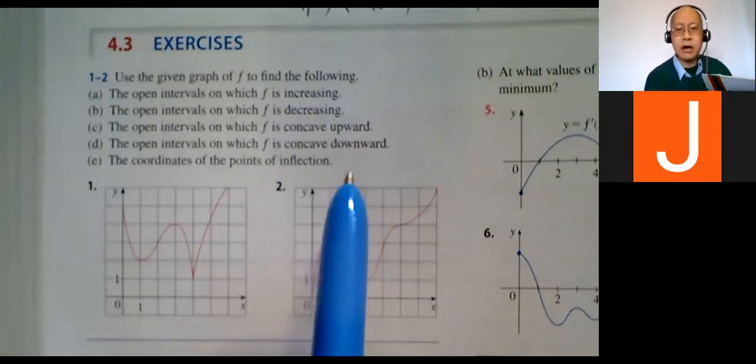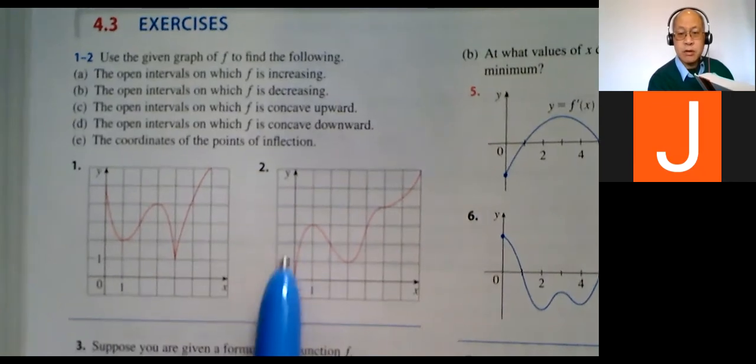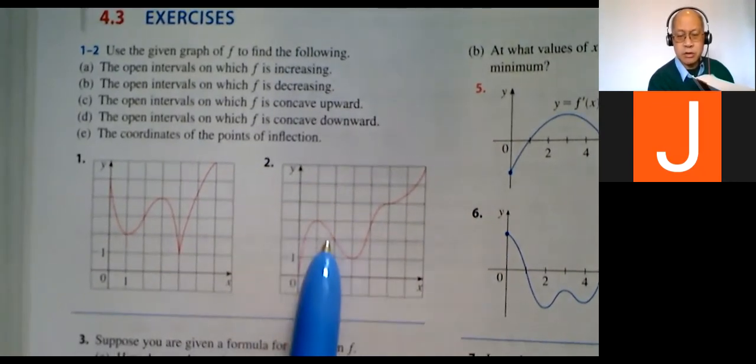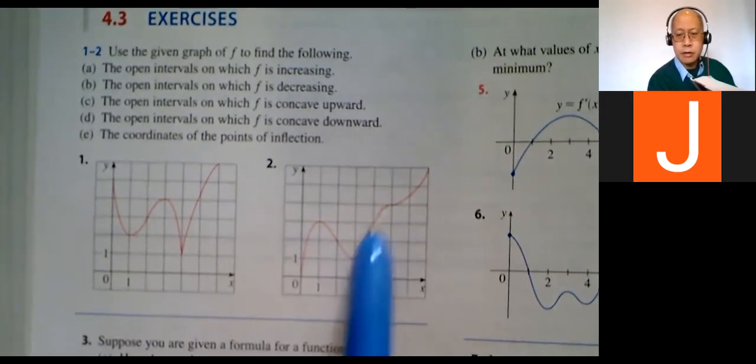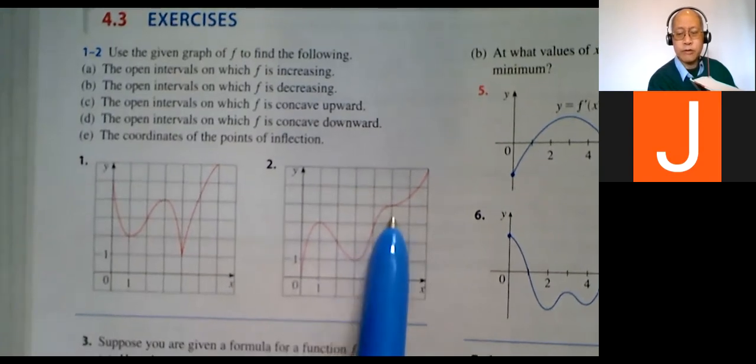D, concave down, upside down U shape. So everywhere from here to here. So parentheses 0, 2, union here to here. So what's that? 4 to 5. So parentheses 0, 2, union 4, 5.